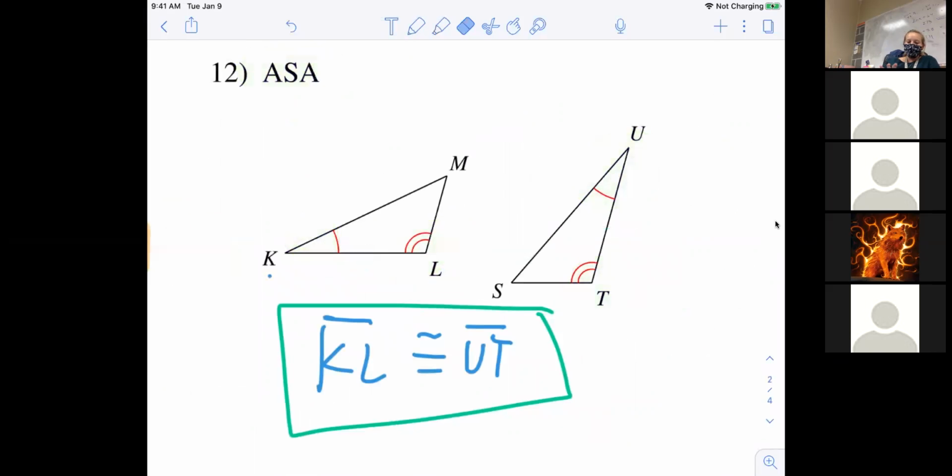I've got these angles, K and U, congruent. I have these angles, L and T, congruent. And I want it to go angle, side, angle. So I want the side in between the 2 angles to be congruent. Well, that would be KL and UT. So my answer is KL is congruent to UT. If that was true, then I would be happy. Again, it's a wish list. We don't know it's true. I can't prove it. I just want that.